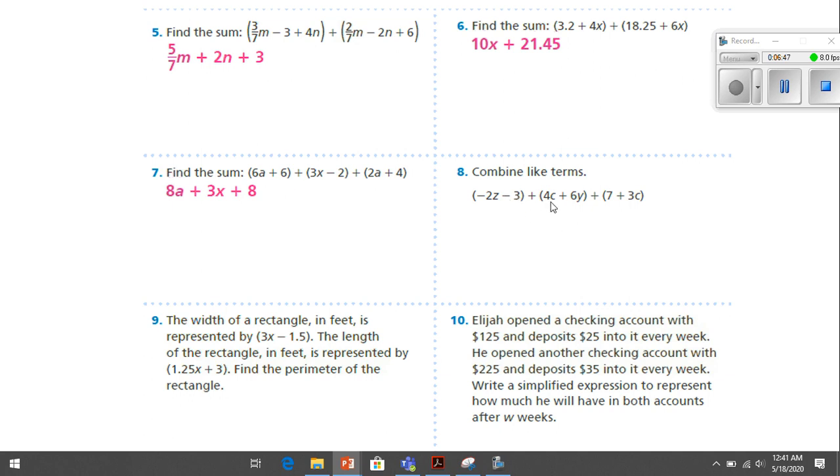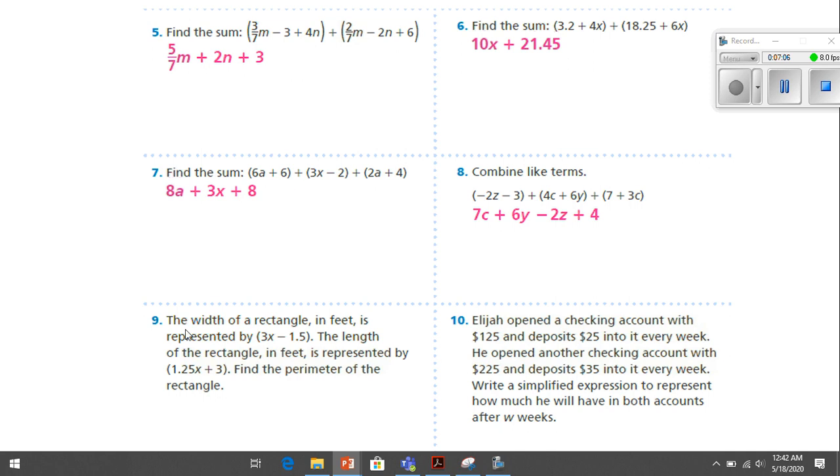Now let's find all the c's. We got 4 and 3, and that's a positive 3, so that's going to be 7c. And it looks like y is all by itself, so that will stay the same as well. So our expression will be 7c plus 6y minus 2z plus 4.